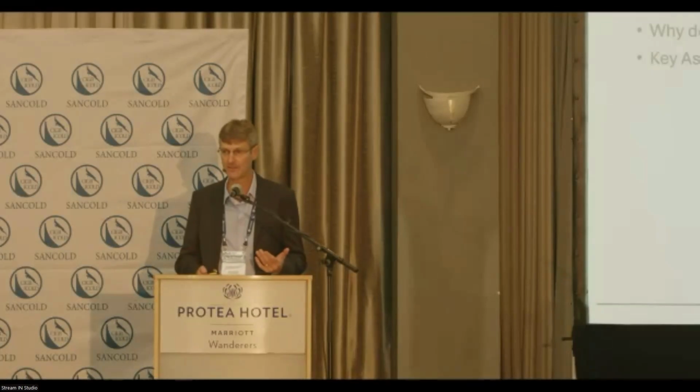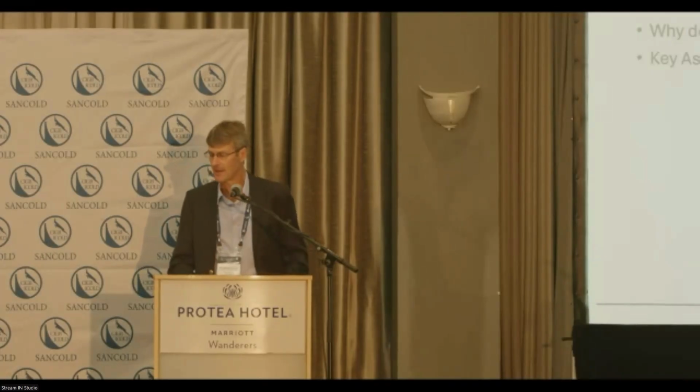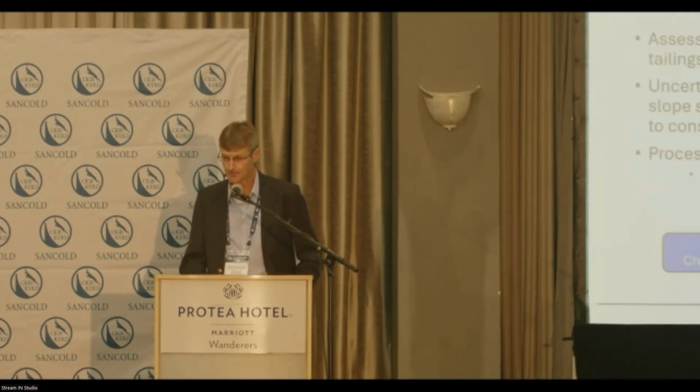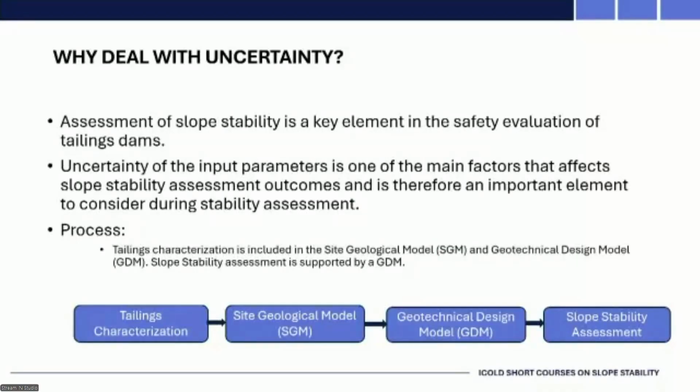How do we get better information so that we can put together reliable designs and check reliable performance of our tailings dams? So I'm going to talk to some of the key aspects to tailings characterization. So why do we deal with uncertainty? Ultimately, we've got to come up with something related to slope stability that we can believe in, that we can trust in, and that we can make sure that the public is protected in terms of dam safety.